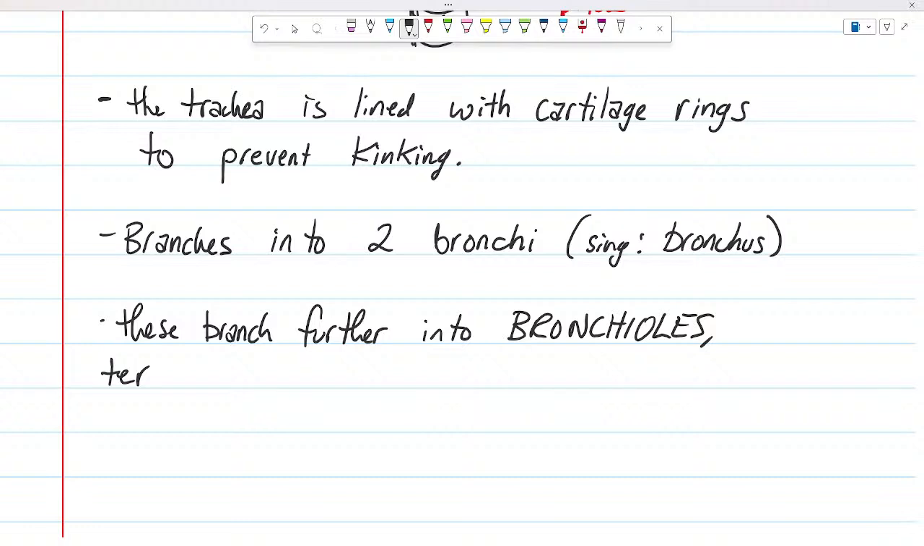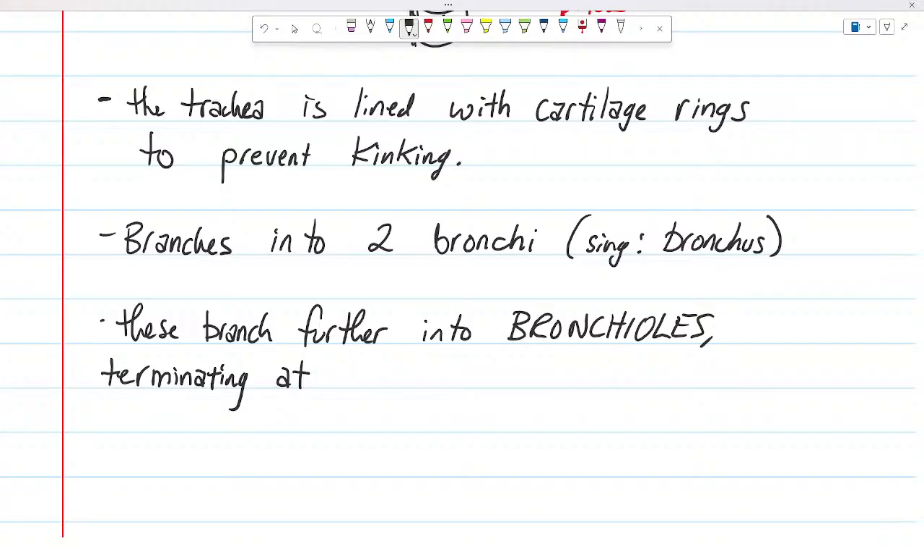So these branch further into bronchioles, terminating. What is going on? I said branch instead of branch, and I'm not sure why. And then I was just running with it. So I thought, who says branch? Somebody who speaks like this would say branch.